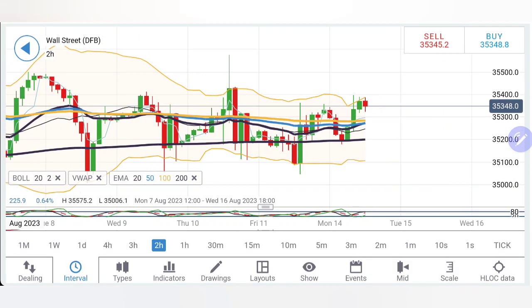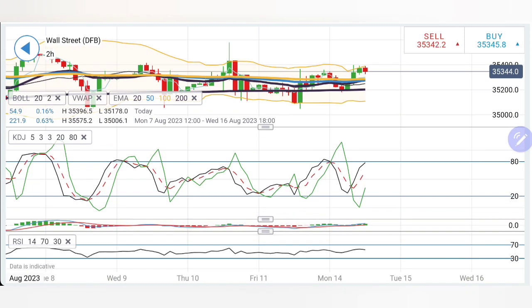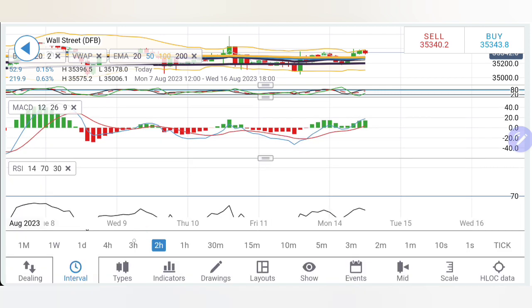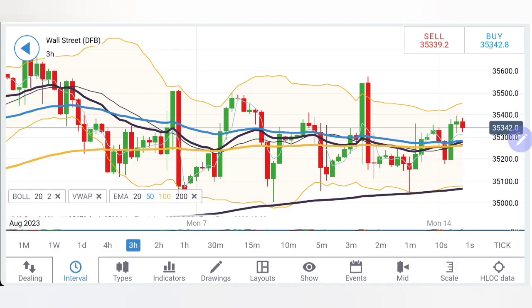Coming to 2-hour charts, similar observation on the 2-hour charts. See a retracement, then drop, then retracement, higher highs. So possibly a drop may follow, which might bring it towards 35,240, 35,200 levels. Stochastic retraced, MACD divergent, bullish looking upwards. RSI is almost flat. Coming to 3-hour.